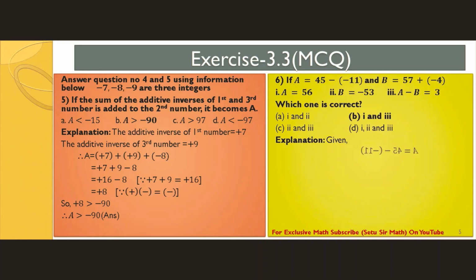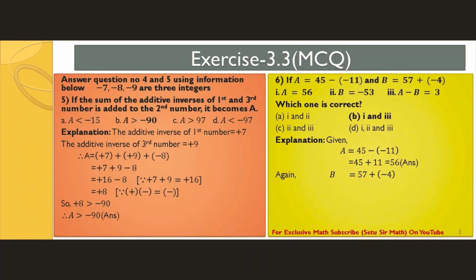Explanation given, a equals to 45 minus 11. So 45 plus 11, because minus and minus, that would be plus. So 45 plus 11, it would be 56. As you can see, a equals to 56 is right in here.